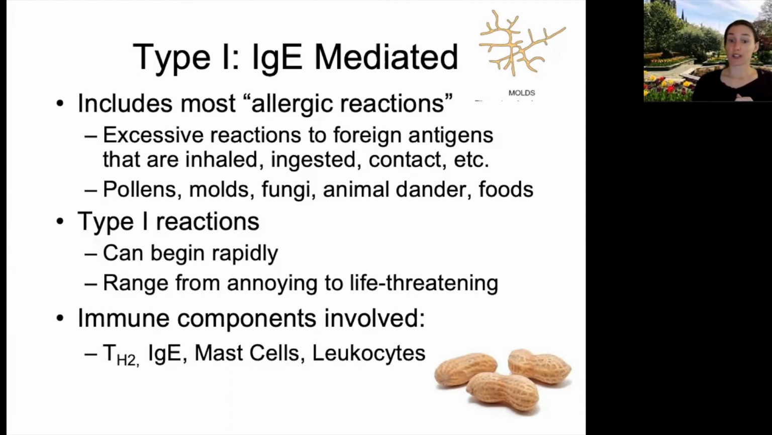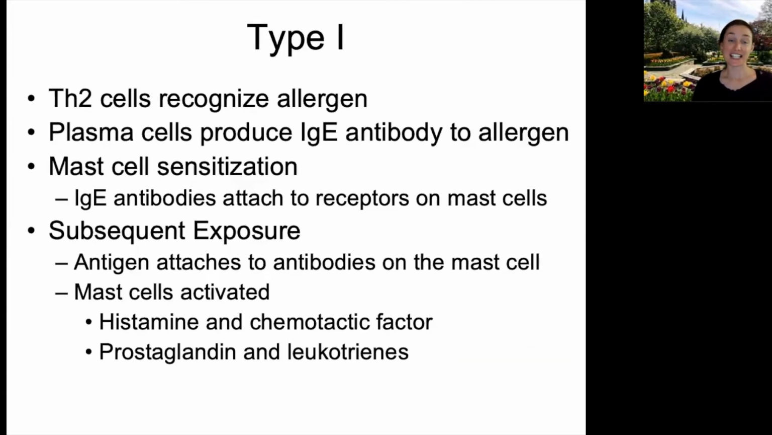The immune components that are involved include the T helper cell 2, IgE, mast cells that degranulate and release histamine, and leukocytes. So the T helper 2 cells recognize the allergen, and plasma cells produce IgE antibody to that allergen. The mast cells then get sensitized by those IgE antibodies because they attach to the receptors on the mast cells, leading to degranulation and release of histamine.